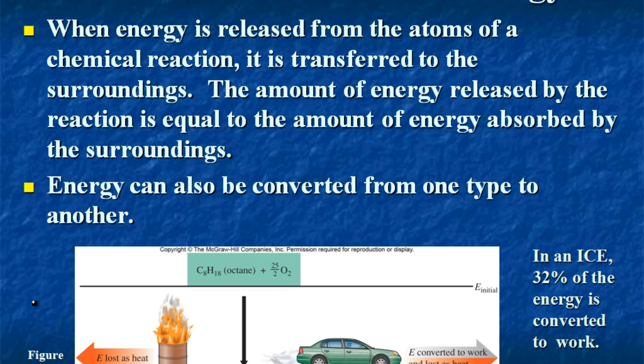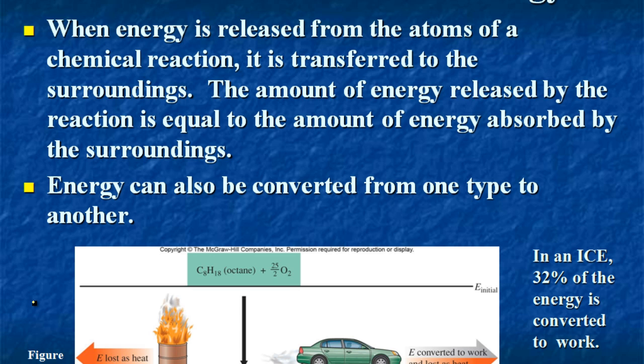Now, the law of conservation of energy, or the first law of thermodynamics, says that when energy is released from the atoms of a chemical reaction, it is transferred to the surroundings, and the energy released by the reaction is equal to the amount of energy absorbed by the surroundings.